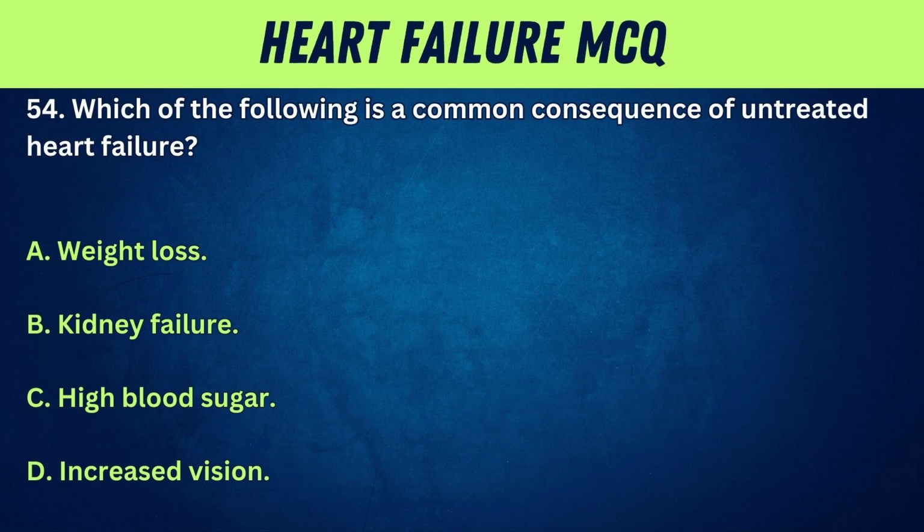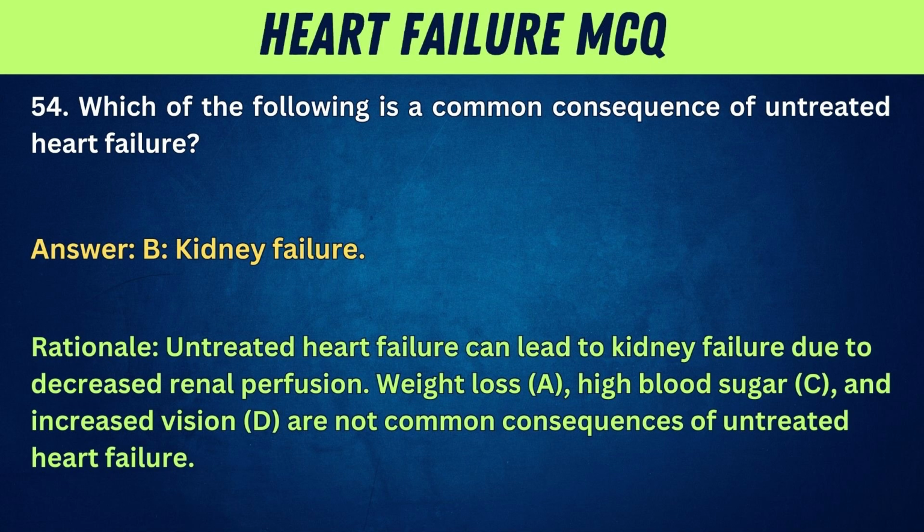54. Which of the following is a common consequence of untreated heart failure? A. Weight loss. B. Kidney failure. C. High blood sugar. D. Increased vision. Answer: B. Kidney failure. Rationale: untreated heart failure can lead to kidney failure due to decreased renal perfusion. Weight loss, A, high blood sugar, C, and increased vision, D, are not common consequences of untreated heart failure.